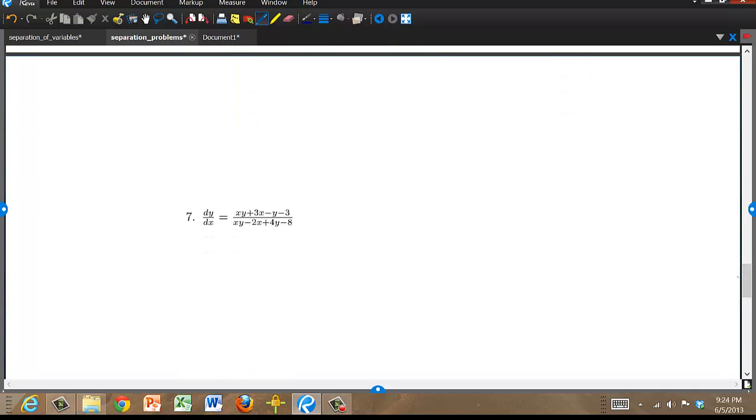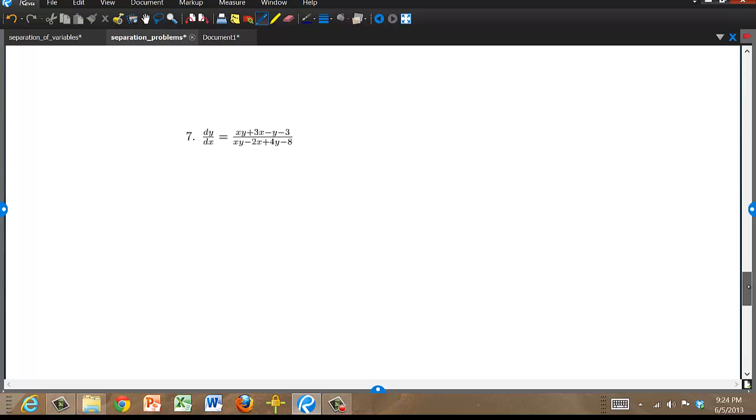Okay, so let's try out number 7 here. Number 7, the only thing about it is it's not factored, right? So you have to try to factor this into a product of things involving x's times a product of things involving y's. There's lots of ways to do this, but I try to do a double factoring thing. So first I'll factor the x's in the top, and you get x times (y plus 3). And I'll factor a negative 1 out of the last two, so that's negative (y plus 3).